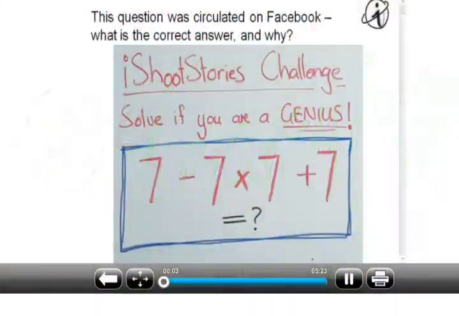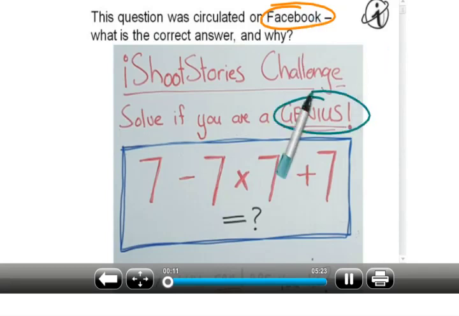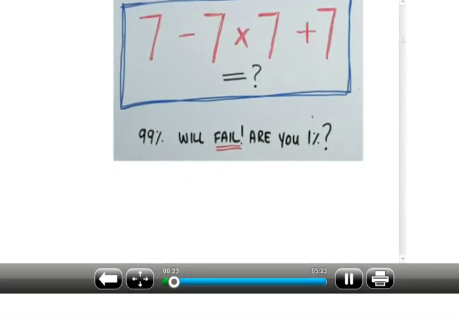Very often we will find on Facebook specifically, or on other social media, that questions will be put out there about being a so-called genius, but all they're really testing in most of these cases are the principles or the knowledge behind the order of operations. So if you look at this question very carefully, you will notice that we have a multiplication there.